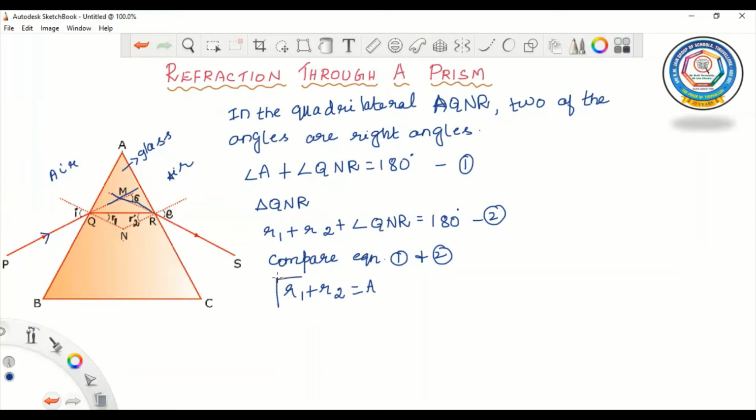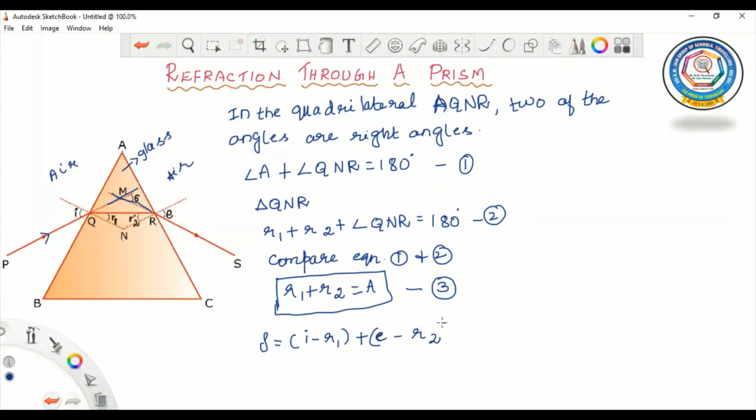So this is very, very important. This A is nothing but the angle of prism. So let us consider this the most important relation. Now we want to calculate the total deviation. This delta is the sum of the deviations of the two faces. So we can write that delta is equal to I minus R1 plus E minus R2.